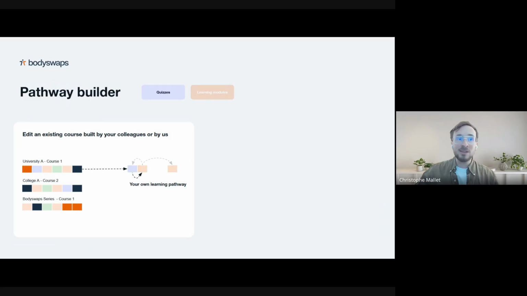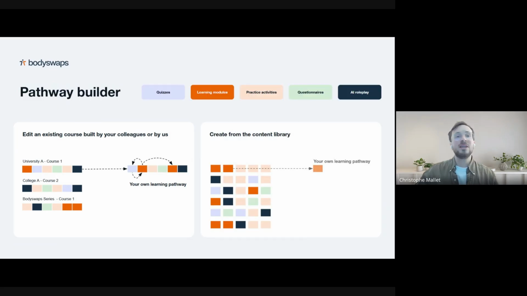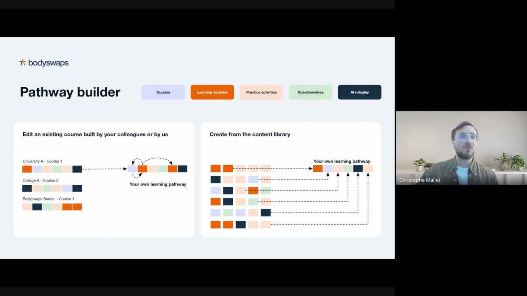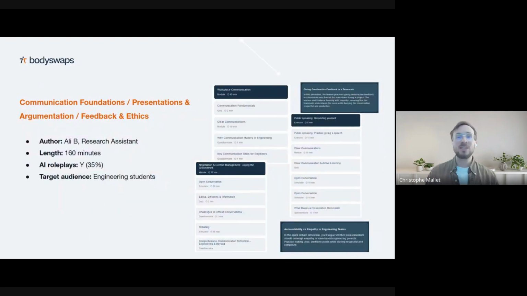So a pathway builder, which I'll show you in a few minutes, is just you picking the elements you want and bringing them together, or taking a pathway that has been made available in a public way and make it your own. So a couple of very quick examples.